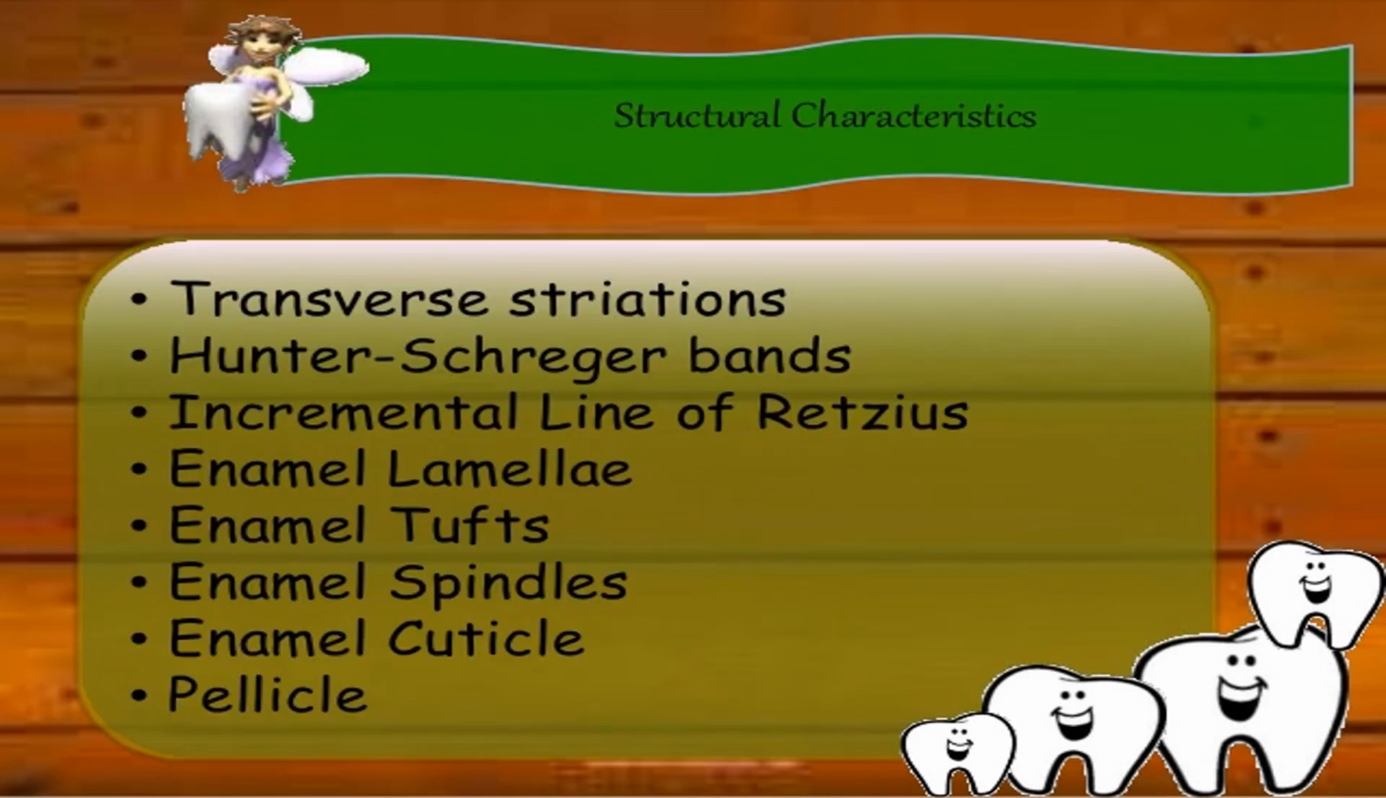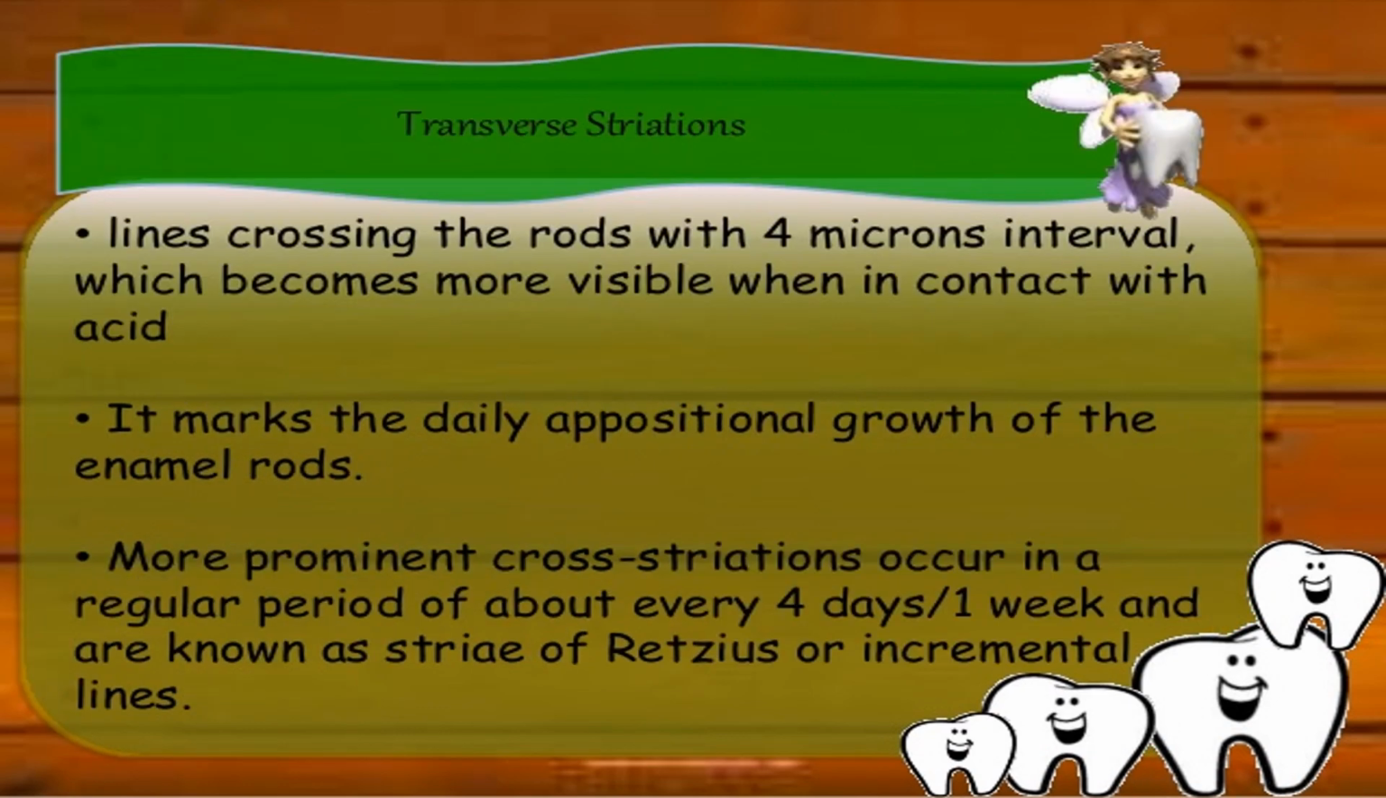Now, structural characteristics. What are the structural characteristics of enamel? Transverse striations, Hunter-Schreger bands, incremental lines of Retzius, enamel lamellae, enamel tufts, enamel spindles, enamel cuticle, and pellicle. These all constitute the structural characteristics of enamel. So first we will see one by one. First is transverse striations.